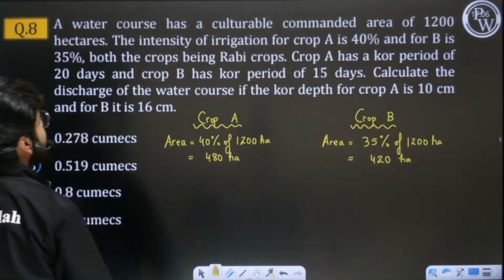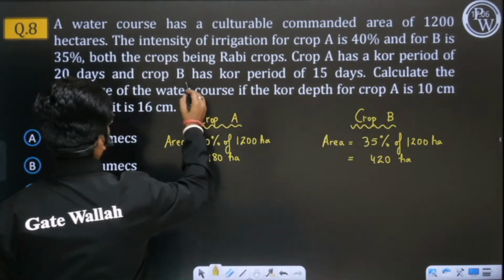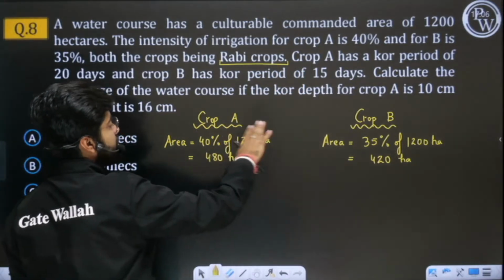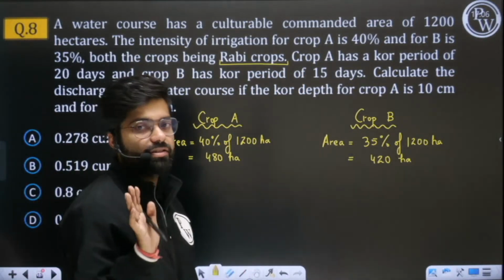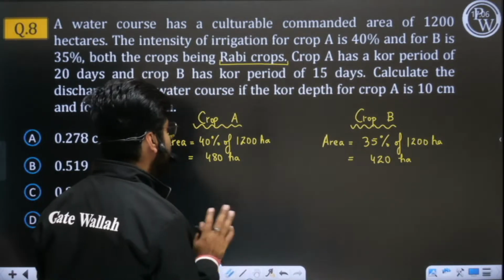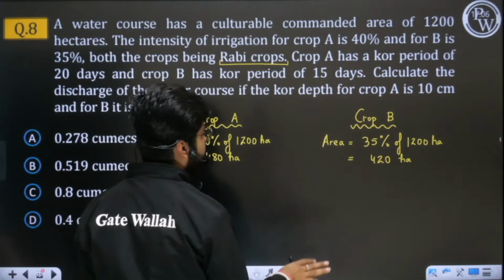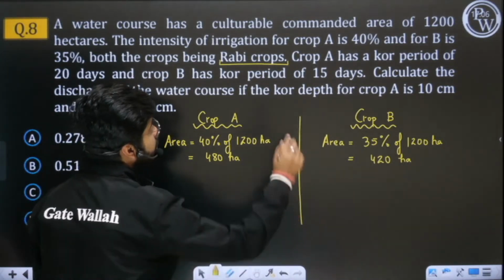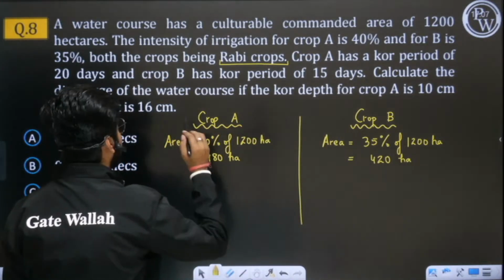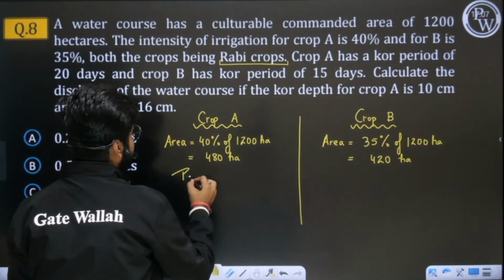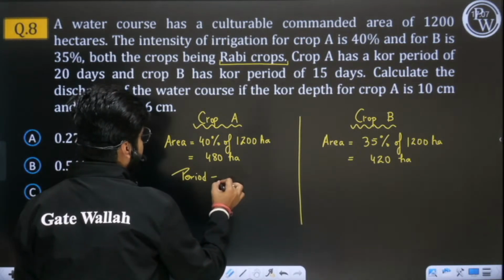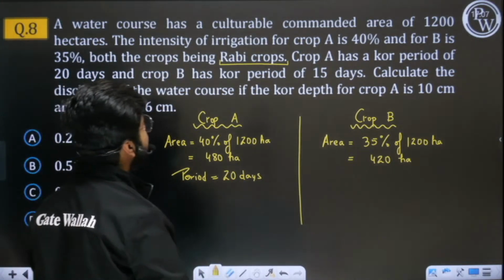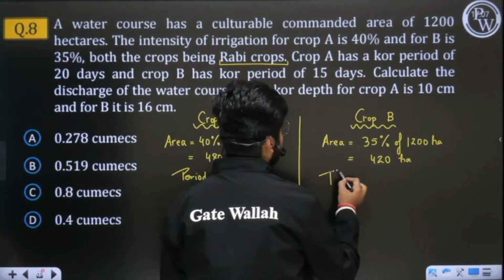Now it is saying both the crops are Rabi crops. That means both are simultaneously sown in the field in winter season. Rabi means winter season. Both the crops are present in the field at the same time. Now they are saying crop A has a core period of 20 days, and crop B has a core period of 15 days.